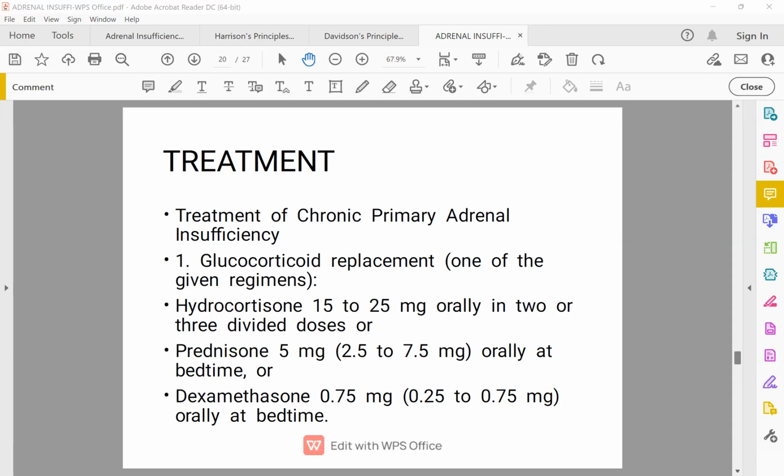Now the point here is we have to replace the glucocorticoids, and I have got 3 options. I can give a fast-acting one, soluble hydrocortisone, or I can use prednisolone, which is intermediate in its action, and dexamethasone, which can be given once a day. So you have the option of giving hydrocortisone more frequently in 2 or 3 divided doses, or giving prednisolone or dexamethasone orally at bedtime. In addition, I have to replace mineralocorticoid also, because in primary insufficiency we have both mineralocorticoid and glucocorticoid deficiency.